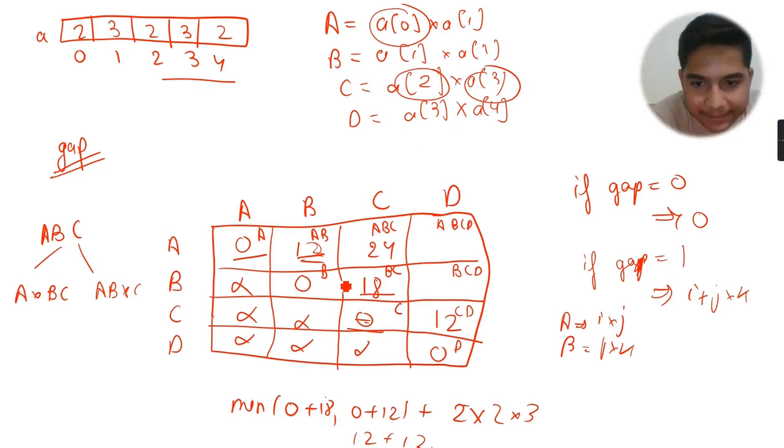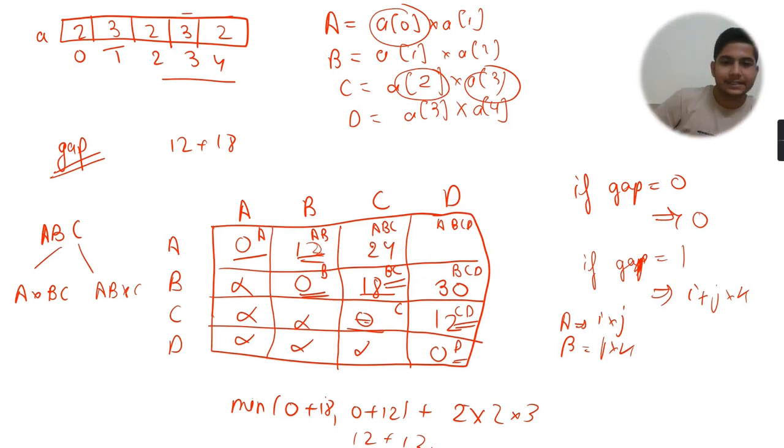So in the case of BCD also, either I can take B and CD, or I can take BC and D. So what's the minimum out here? Minimum here is 12, and for BCD we will be having 3 into 3 into 2, so it will be 12 plus 18, that will be 30, right? And for the case of ABCD, either I can go for A and BCD, or I can go for AB and CD, or I can go for ABC and D.